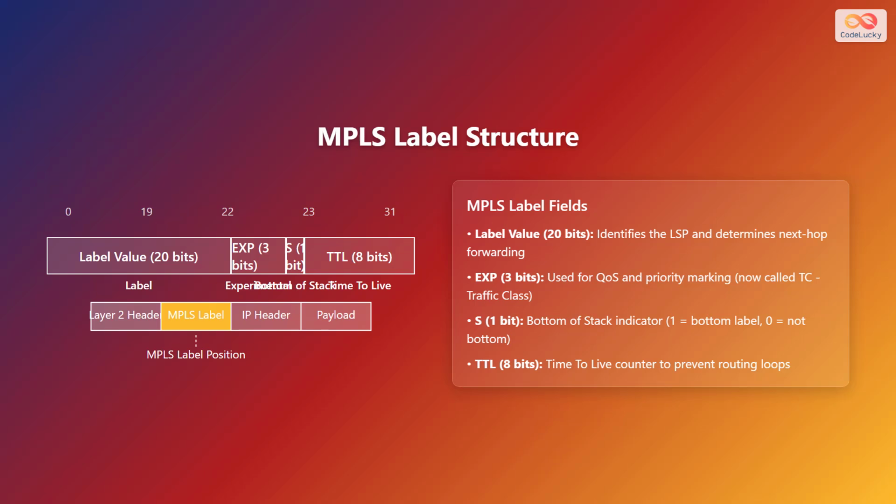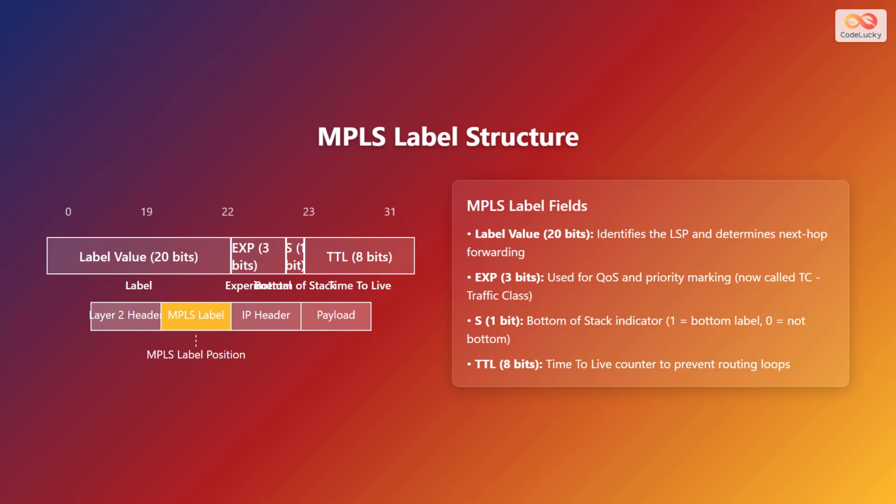Let's take a closer look at the MPLS label structure. An MPLS label consists of four main fields. First, the label value. This is 20 bits long and identifies the LSP, determining the next hop forwarding. Next is the EXP field, which is 3 bits. This field is used for quality of service and priority marking. It is now called TC or traffic class.